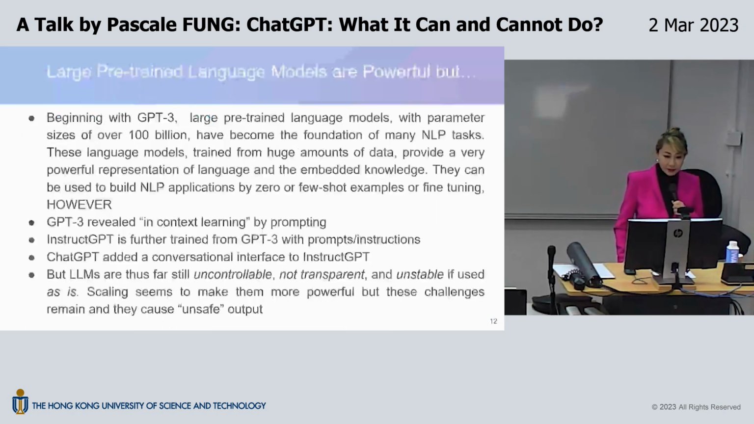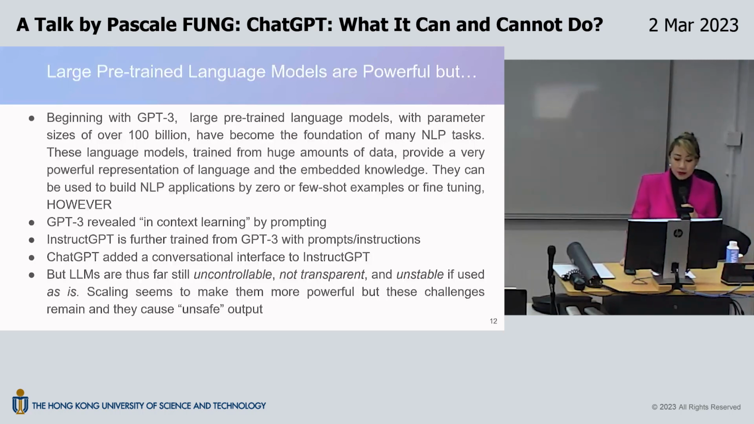And they're very powerful, beginning with GPT-3. These pre-trained language models with parameter size over 100 billion have become the foundation of many NLP tasks. So they are called foundation models. They're a very powerful representation of language and embedded knowledge. Since they're trained on everything under the sun, somewhere somebody has described how to do machine translation, somebody has described how to do programming and so on, right? So these language models have learned the representation of such knowledge.